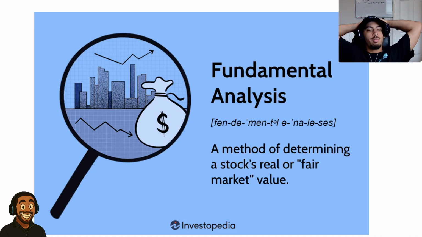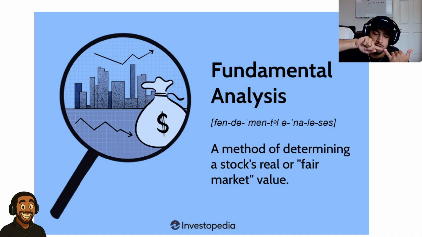Fundamentals are the real numbers behind the company. They show if a stock is strong, weak, or overhyped. Easy. Things like this would equate to earnings, revenue, debt, cash flow, profit margins, and future guidance. Those six things are key to fundamentals. I'm going to repeat these again: revenue, earnings, debt, cash flow, profit margins, and future guidance. These numbers tell you what a company is truly worth and not just the price that it is today.